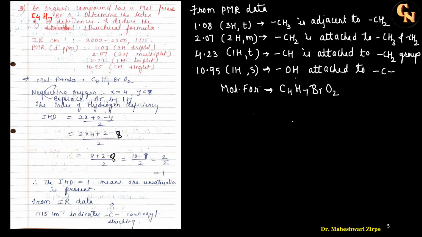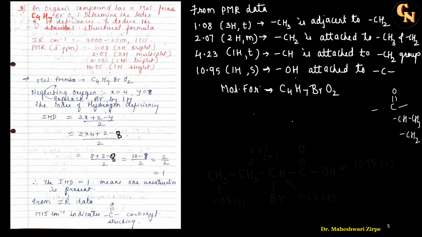C4H7Br. There are 4 carbons and there is one double bond. One double bond may be because we have got our IHD value 1. IHD value is 1 means one double bond, that is because of the carbonyl group. Now let us join all these groups which we have got. We have got a C double bond O group, then CH3 group, one CH2 group, and there is bromine also.